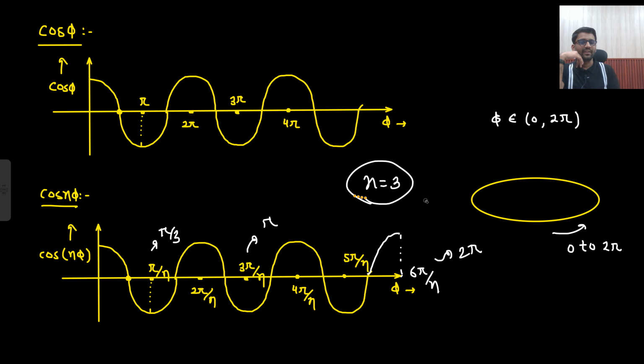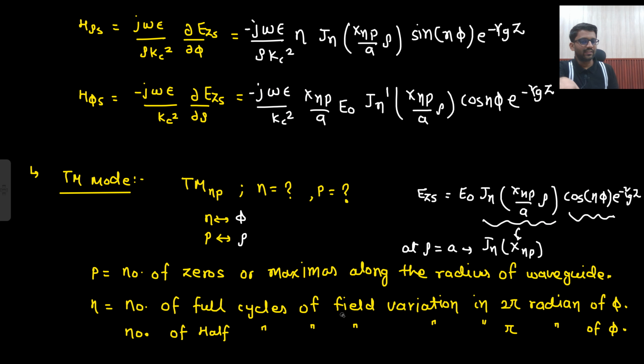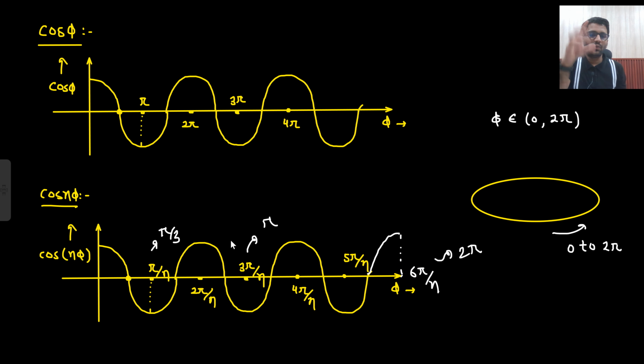So what does n represent? What does your n represent? So n represents the number of full cycles of field radiation in 2 pi radian of phi, or you can say the number of half cycles of field variation in pi radian. Are you getting this point? So when n was equal to 3, in 2 pi you are getting 3 full cycles, and in pi you are getting 3 half cycles.